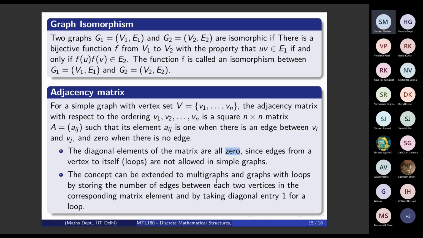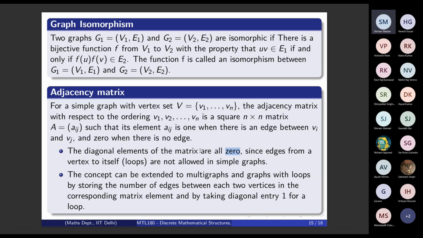So in that case, we can write Aij equal to 2 if there are 2 edges between Vi and Vj, and we can also extend this for loops, so we can allow the diagonal entry 1 for a loop. Or you can say that we want to take 2 for a loop. That is also fine. It is up to you. This is just the way you can define the adjacency matrix.